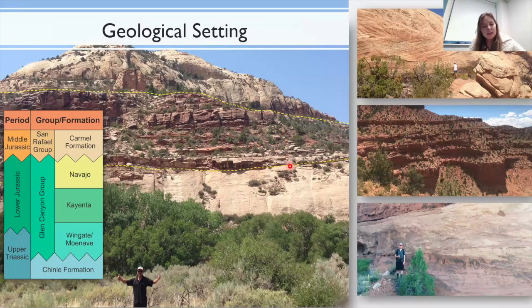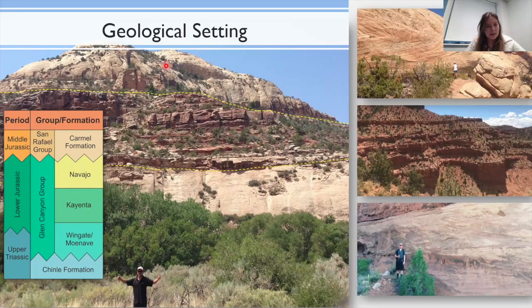Above and below the Kayenta, we have two aeolian formations. The lower one is called the Wingate, and it forms these steep cliffs with lots of cross-bedded sand. In the distal region of the Kayenta, it is called the Moenave Formation, and that's where it starts to get to very distal fluvial to lacustrine as well.